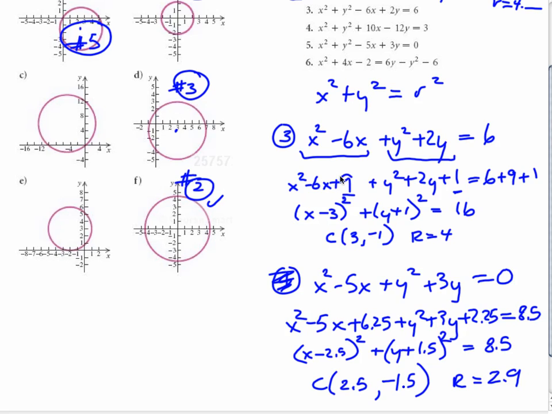But you can do the same thing as what I showed you right here, with number 5, to figure out what the center is and to figure out what the radius is of each of those circles. Once you've done that, then you can determine which one you have over there.